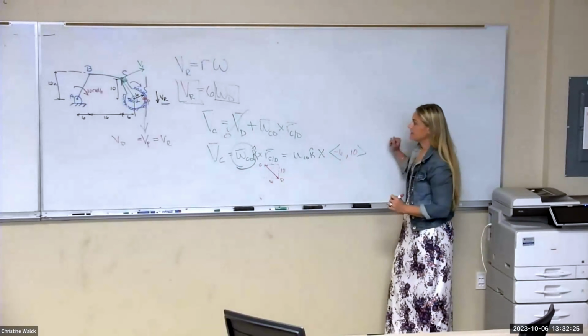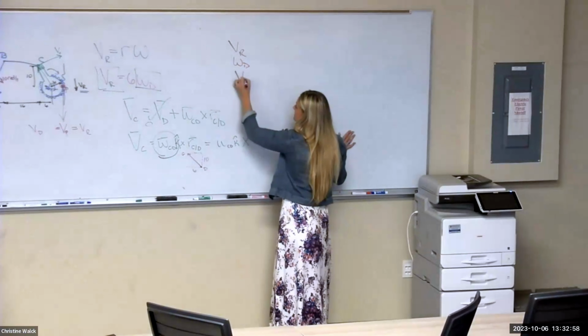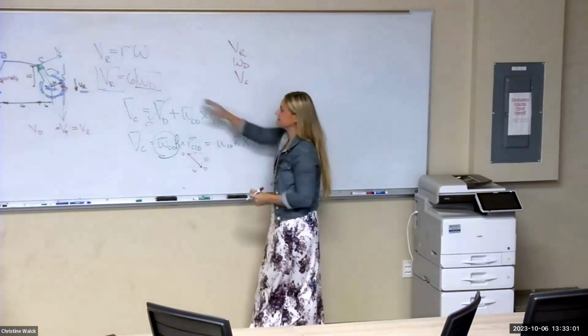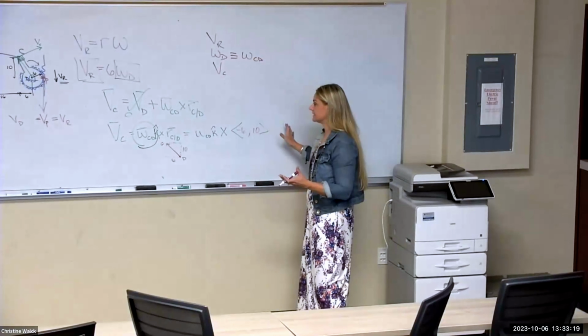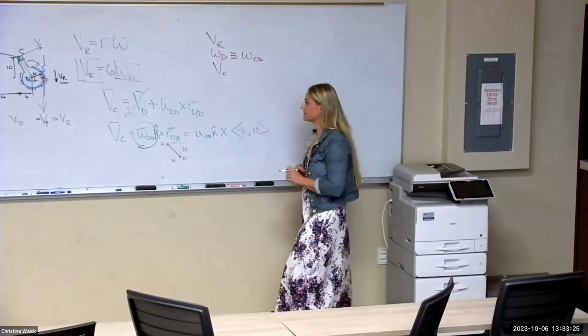But, oh no, I introduced another unknown. So now I have VR as an unknown. I have omega D as an unknown. I have VC as an unknown. Now, omega D is the same as omega CD. So this is equivalent to omega CD. So really I have 2 equations, I have 3 unknowns. I can't break this up into anything because it still doesn't give me it. So yeah, can't do anything about that. So I need to come up with another equation.